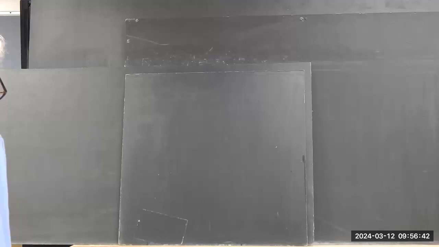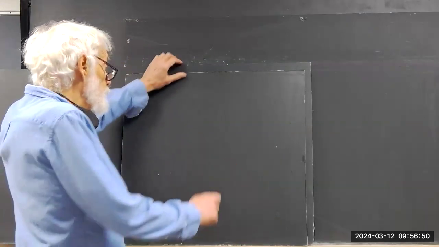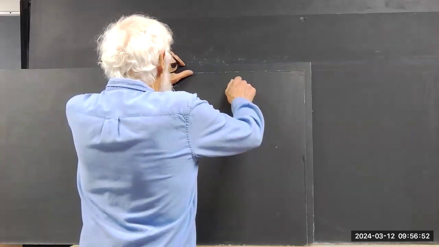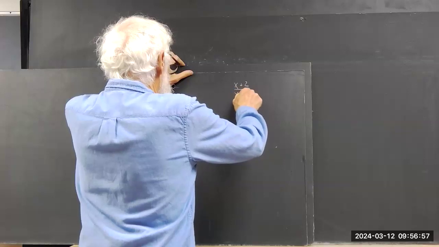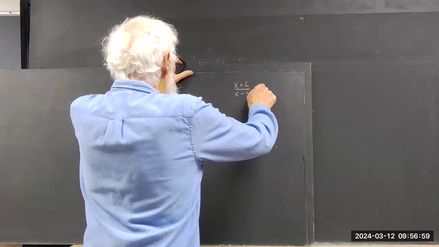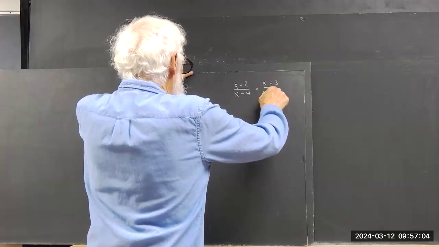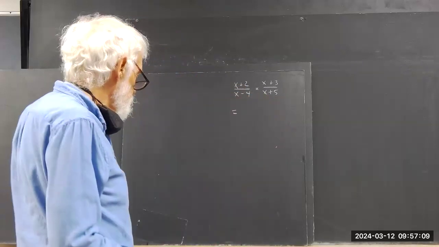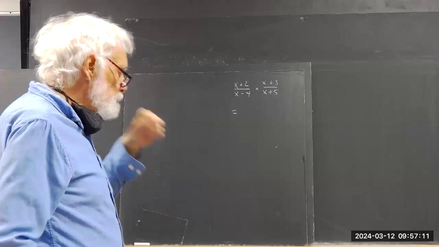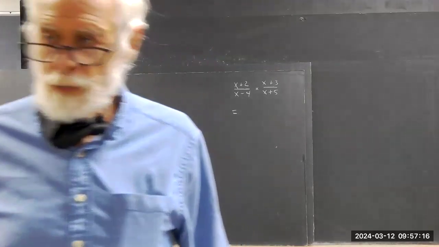Okay, so let me ask you to do another one. I said we're going to be doing this with symbols. We're going to dive right into that. Okay. Let's take this. What's your first step? How do you multiply fractions?